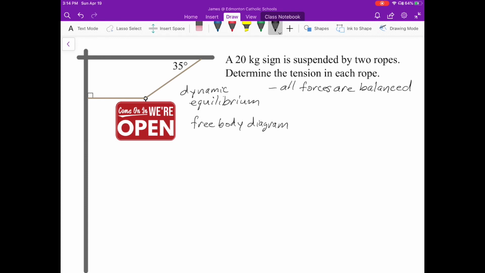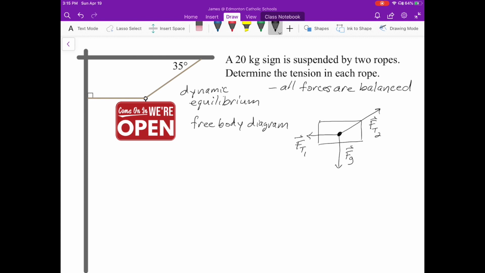Draw these free body diagrams to keep track of multiple forces. So here we've got the sign, kind of like that. Dot in the middle, we have the weight acting down. We've got one rope pulling to the right. We'll call that FT1, T for tension. And we'll call this one FT2. So it's kind of up like this.